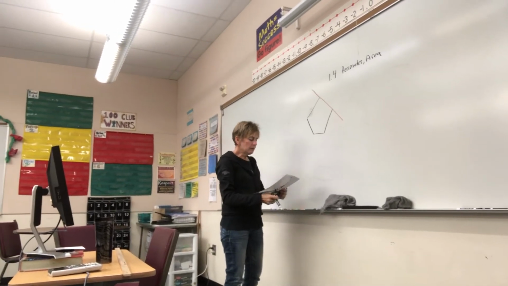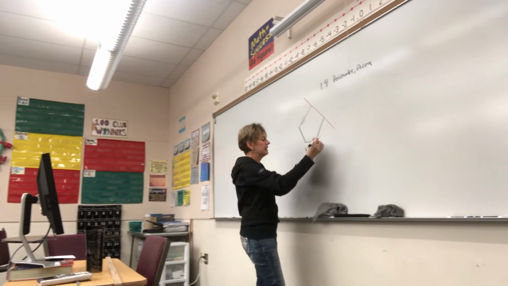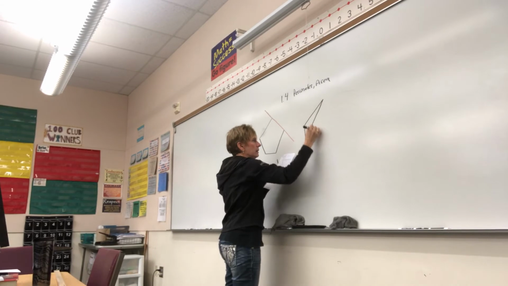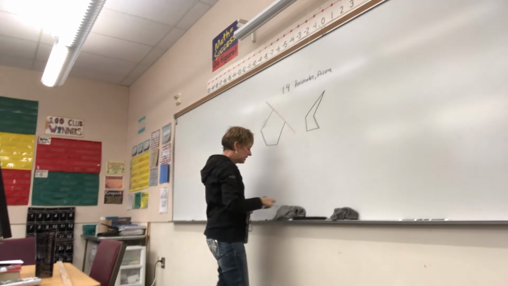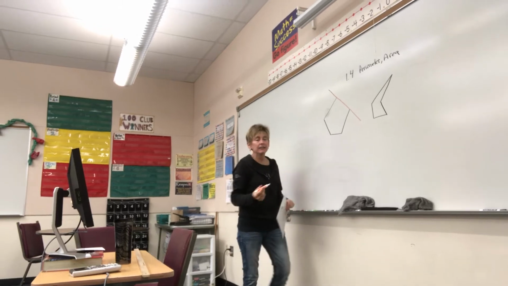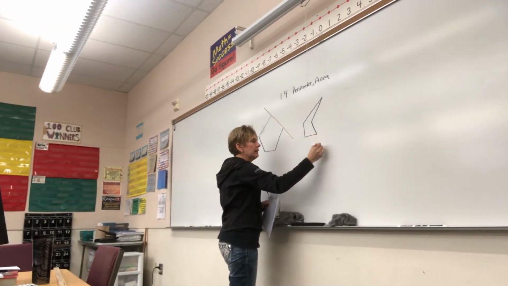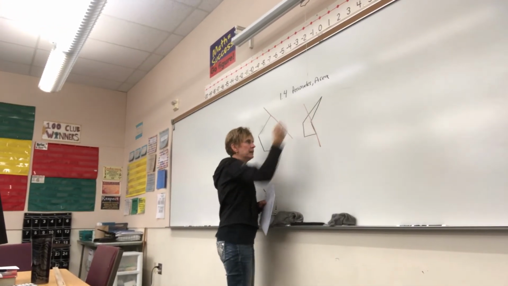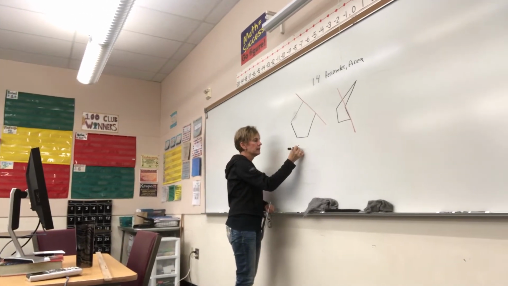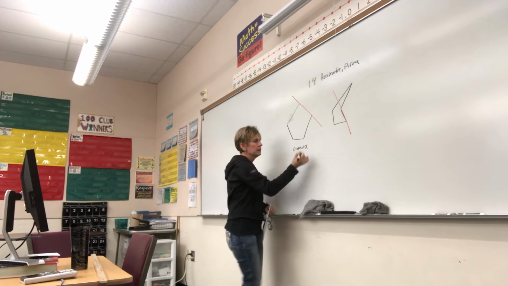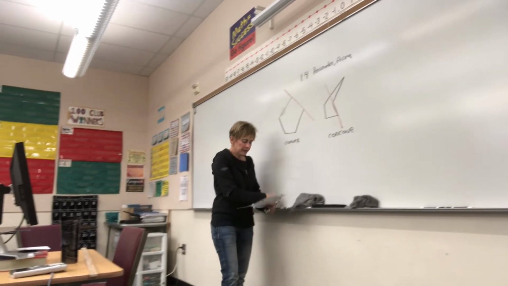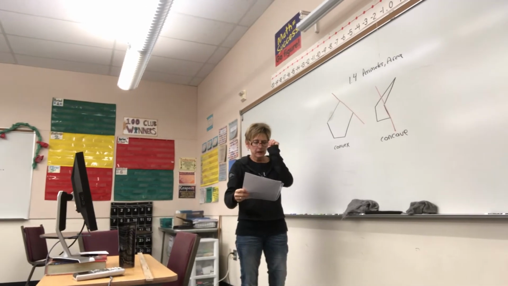However, I could draw another five-sided figure. Let's draw it like this. This one would not be convex. This would be what's called concave, because if I draw a line through this side right here, it ends up going through the figure. So this figure is convex. This one is concave. All right, fair number of vocabulary there.